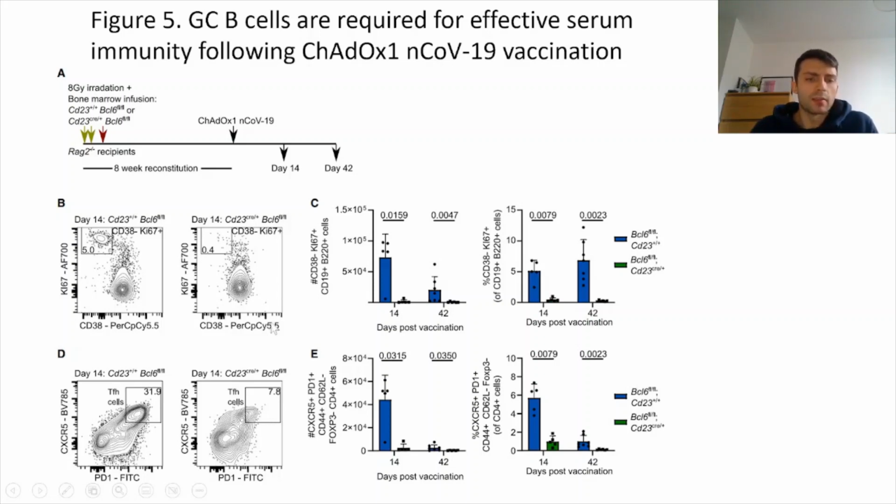Germinal center B cells and T follicular helper cells have a somewhat symbiotic relationship, and so we were not surprised to see here that the CD23 Cre receiving mice had a deficiency in their T follicular helper cells as well, again described as PD1 CXCR5 double expressing CD4 T cells. And the quantification for this is shown in E.